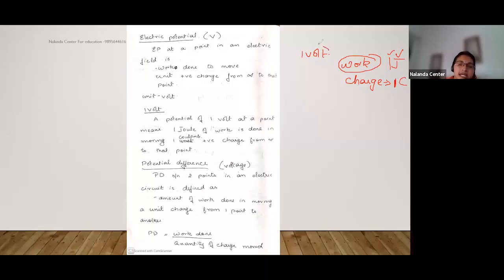When we are discussing 1 volt, what are the terms involved in the definition? We know that there are two terms, work and charge. The unit of work is joule and the unit of charge is Coulomb. Since we are talking about 1 volt, we are going to talk about 1 joule and 1 Coulomb. So what is 1 volt? It is a potential of 1 volt at a point. It means that 1 joule of work is done to bring 1 Coulomb of charge from infinity to that particular point.